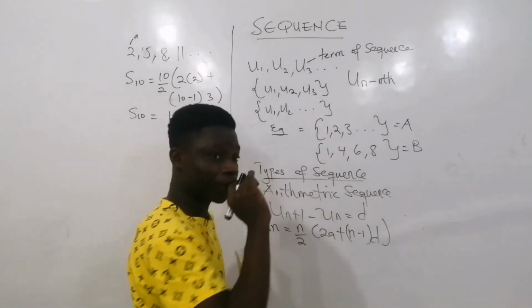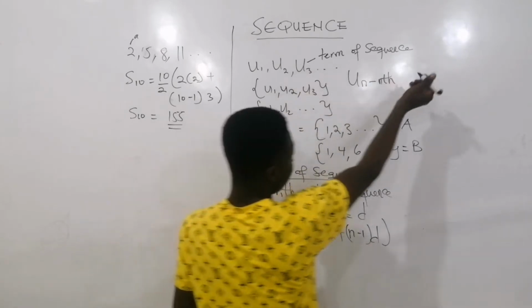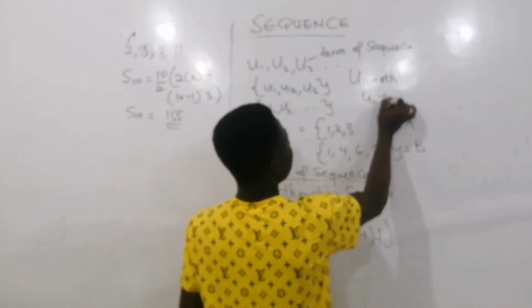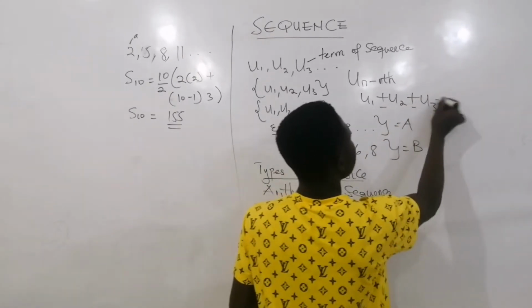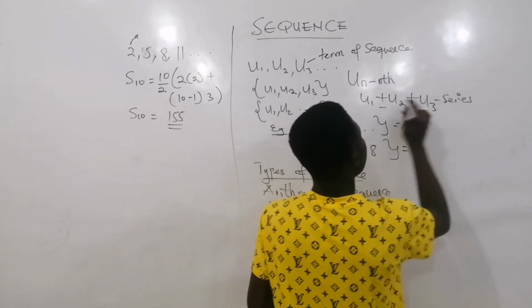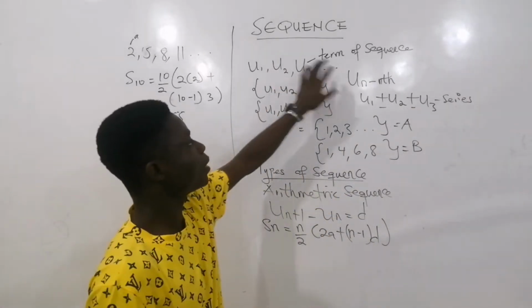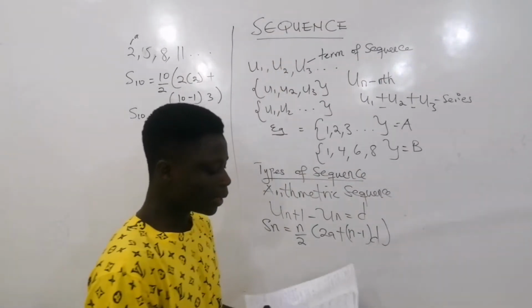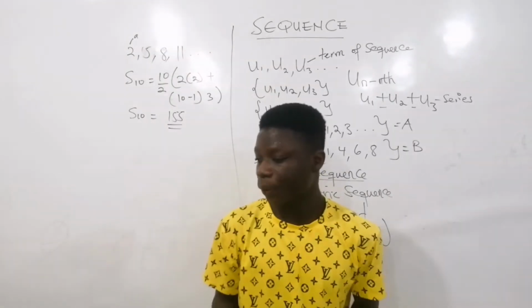We have sequence and series, right? With a series, for us to write the series, it's going to be plus. So note this: in a series, there's an operation sign in the middle, but with the sequence, there's no operation sign in the middle. Now let's move on to the next type of sequence.